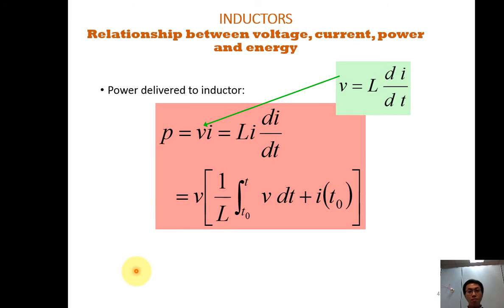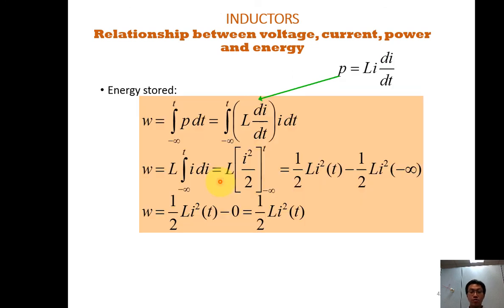So what about power delivered to the inductor? P equals VI, and I know that V equals L di/dt. So I copy L di/dt, and then I copy I. Then I substitute. I can also rewrite it in terms of I, so it becomes like this. We have two forms, but no worry.